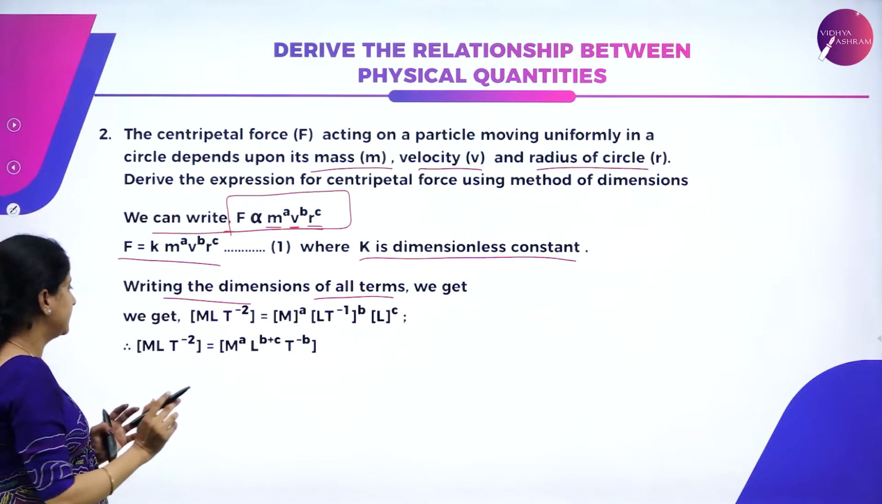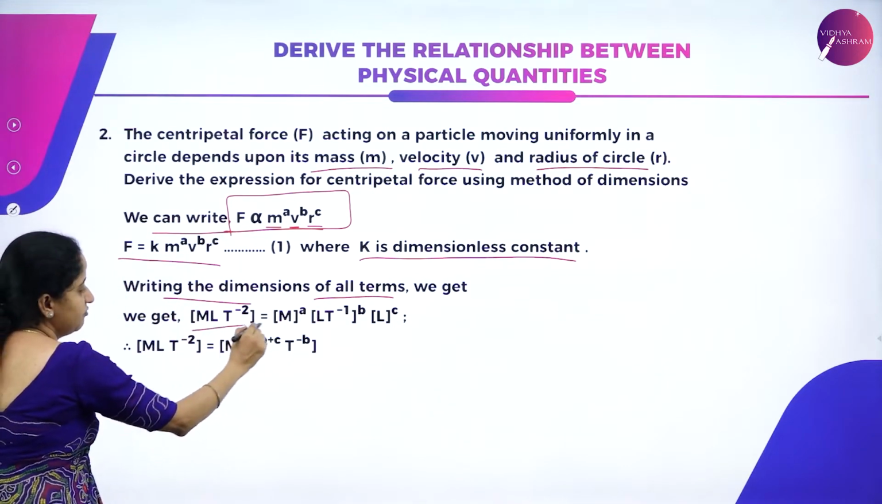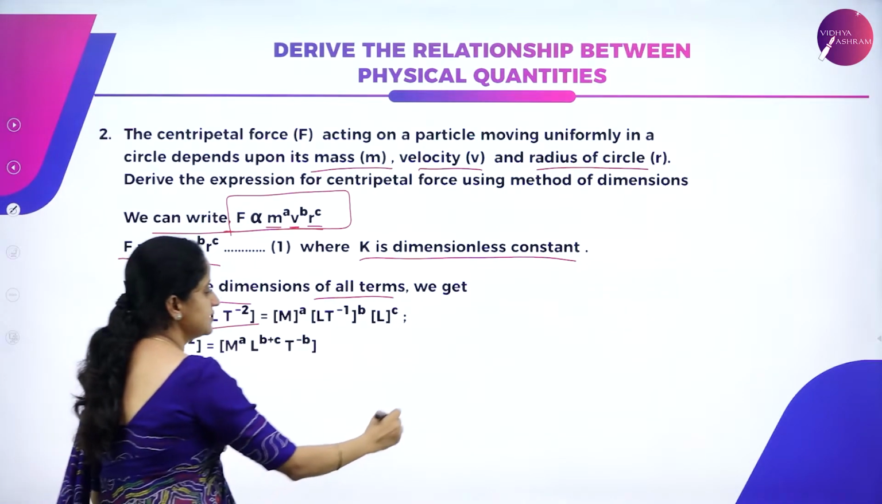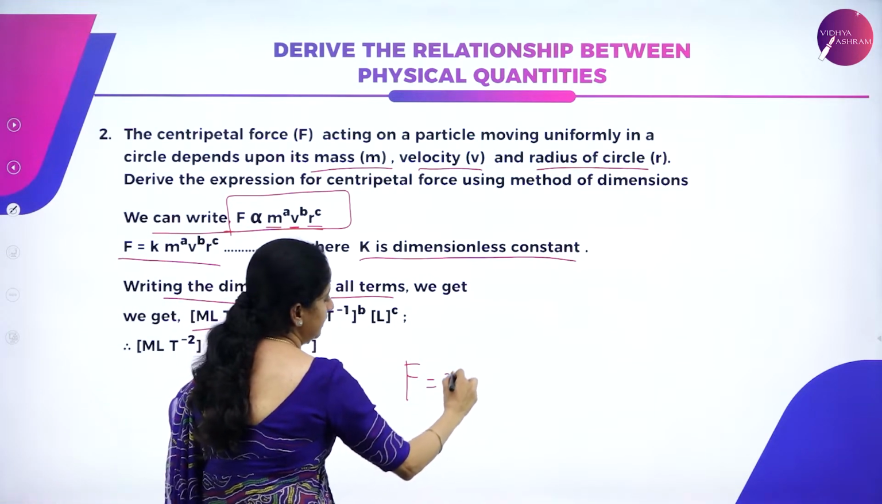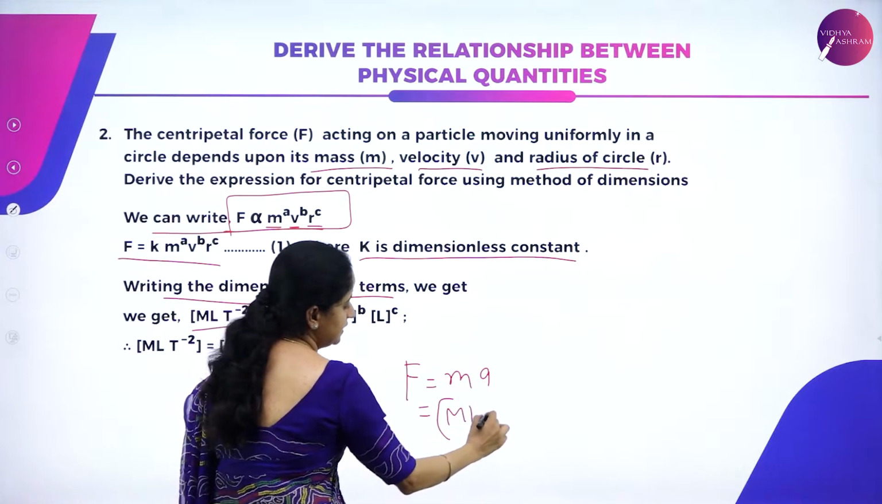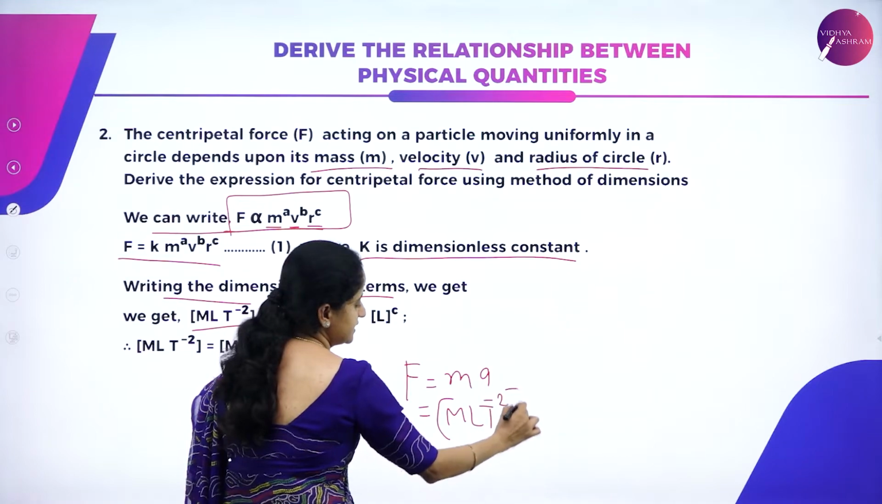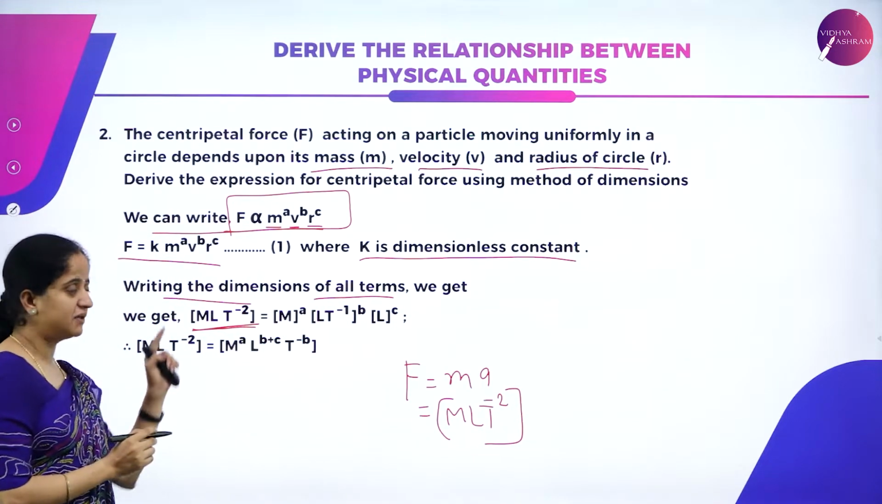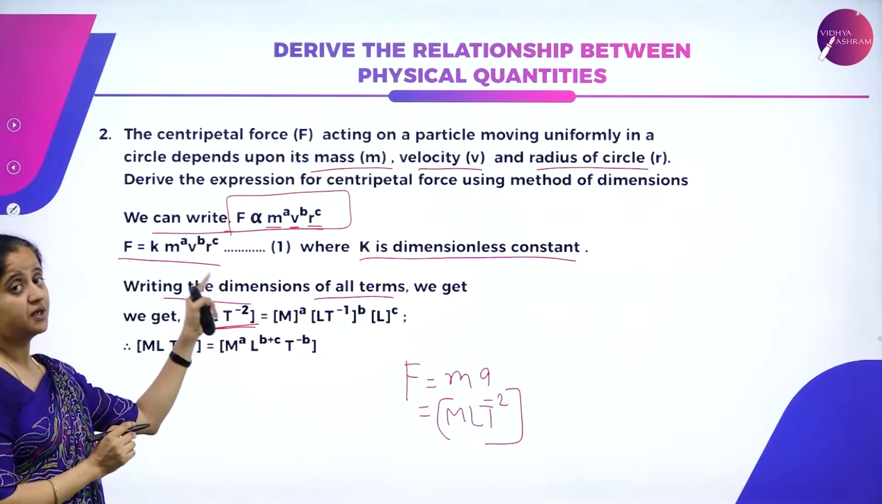Now let us write the dimensions of all the terms. So what do we get? For force, the dimensional formula is MLT raised to minus 2. How do we get this? We know F is equal to m into a, where m is mass and a is acceleration. The formula for acceleration is LT raised to minus 2. So the force dimensional formula is M into L into T raised to minus 2.